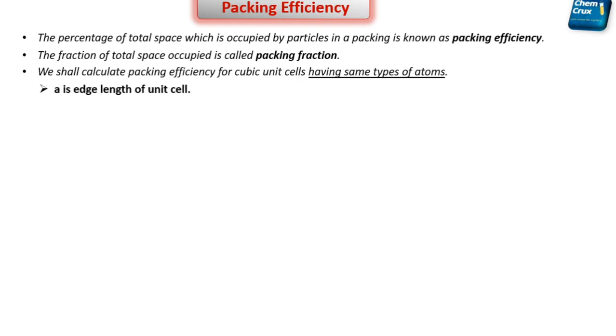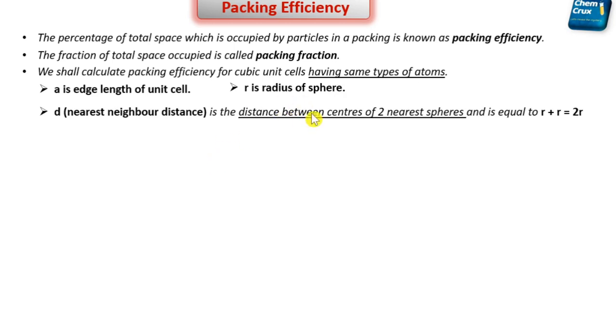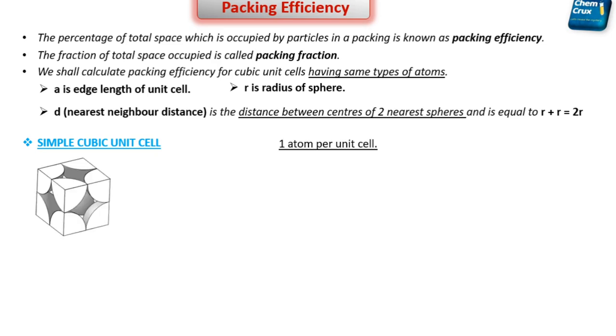Here are a few notations: a is the edge length of the unit cell, r is the radius of the sphere, and d is the distance between centers of two nearest spheres, which is also called nearest neighbor distance, and d would be equal to the sum of the radius of the two spheres, that is equal to 2r. So first we will calculate the packing efficiency for simple cubic unit cell. Now we know in simple cubic unit cell there is one atom per unit cell and 8 points are present at 8 corners of the unit cell, right?